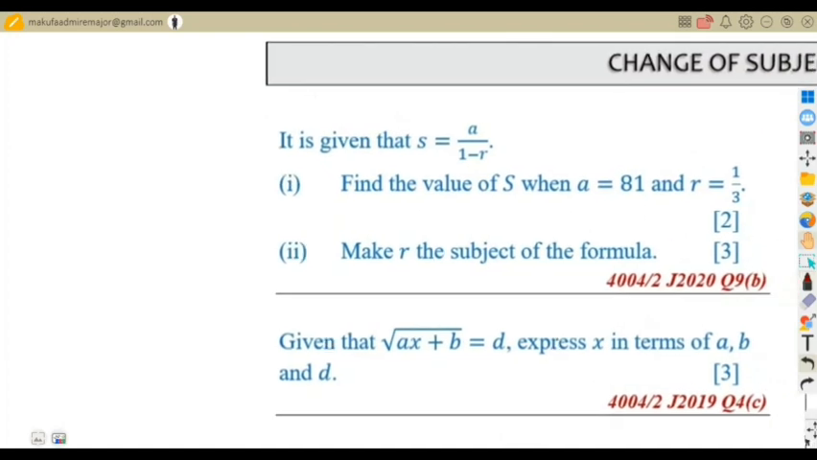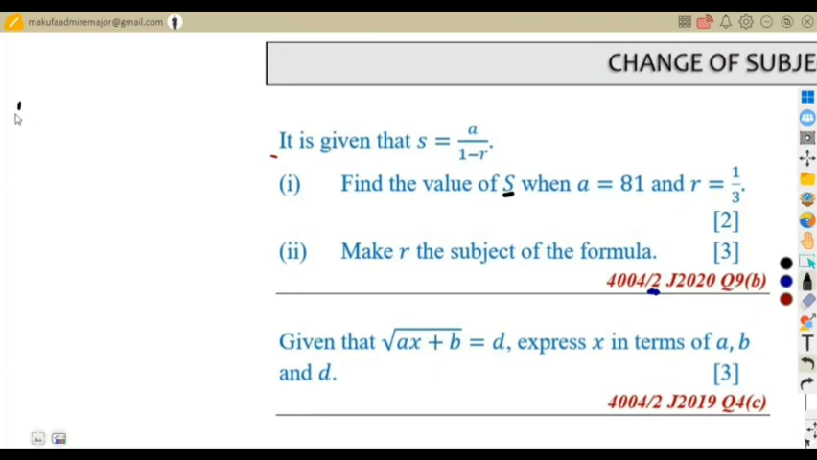The first part of our question is June 2020, question 9B of paper 2. We are given that S is equal to A over 1 minus r. Find the value of S if A is equal to 81 and r is equivalent to 1 over 3. On a condition like this, we are simply substituting. There's nothing that you're making the subject, because the S that you're supposed to calculate is already the subject of the formula.